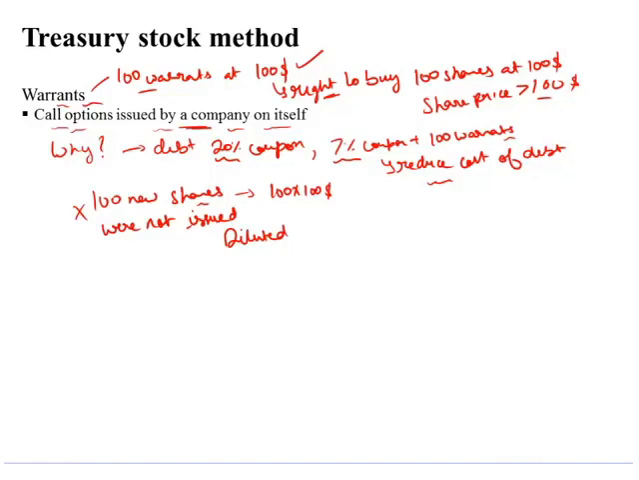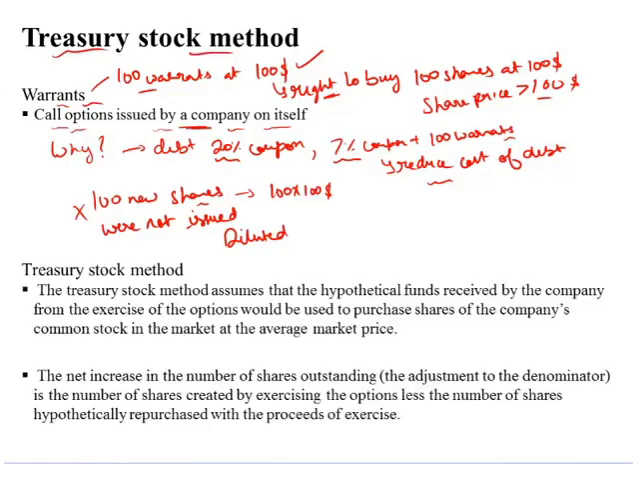So the analysis of warrants is done by a method called the treasury stock method. In the treasury stock method, we assume that the hypothetical funds received by the company from the exercise of the options. That is, if the holder exercises these 100 options at a price of $100, then he would have to first pay 100 into 100, and thereby he can sell the 100 shares at whatever is the market price, that is going to be higher than $100 if he has chosen to exercise.